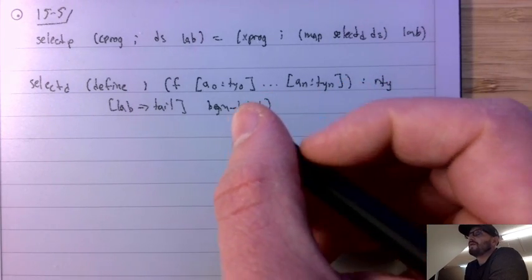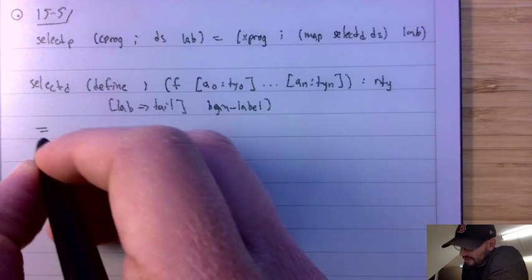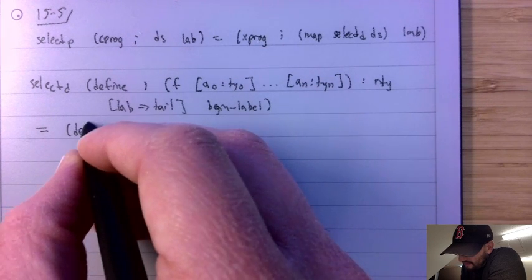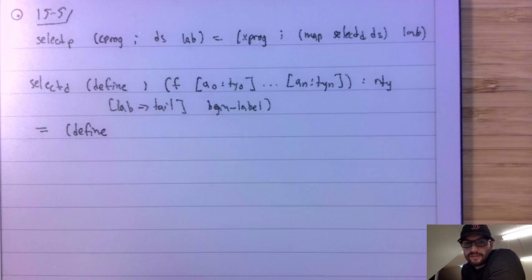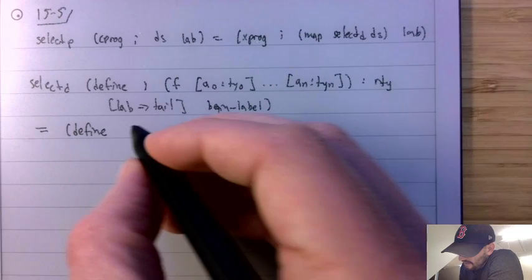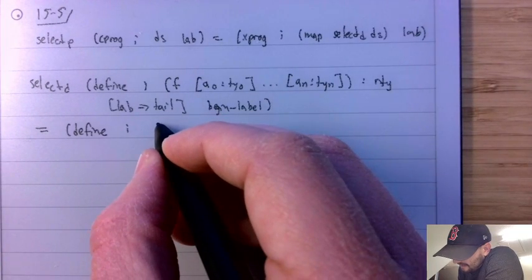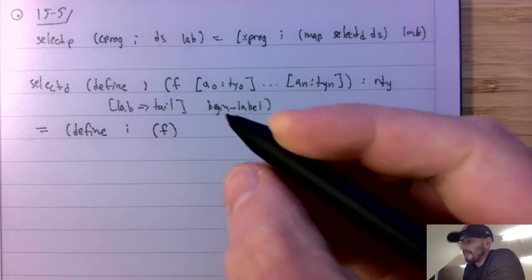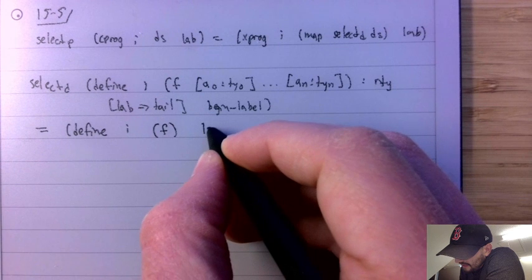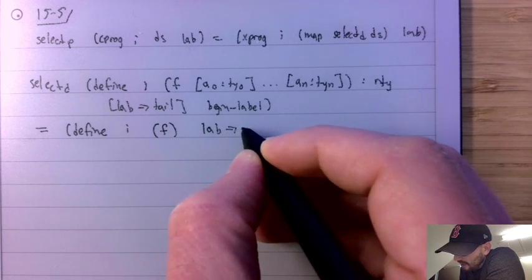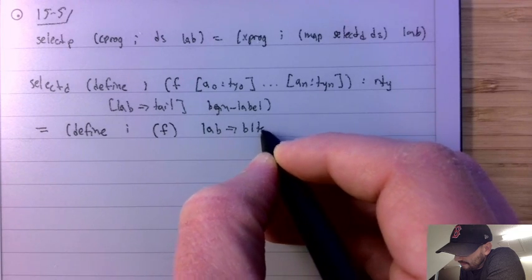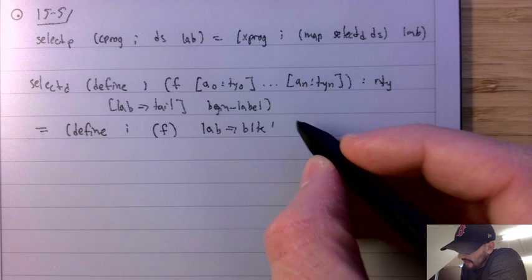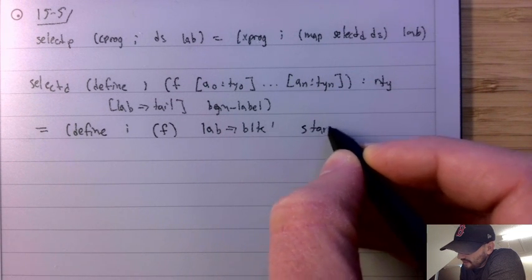Okay, and what we're going to do there is return a new definition, and this is going to be an X definition, with the info, and then the function, the arguments go away, and then it's going to have a label to block mapping. We'll call it label to block prime, and we'll have to know what the initial start label is.